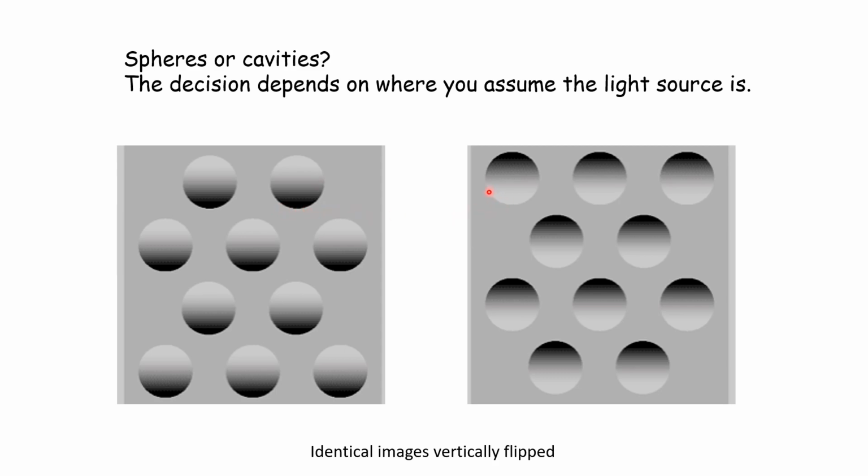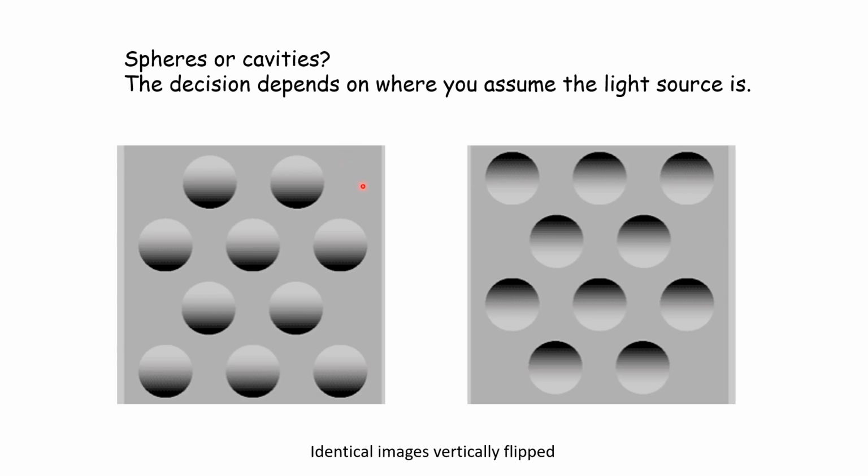And these images where the lower part is brighter would be consistent with cavities because now the light is falling on this part and the top part is in the shadow. But if you assume light coming from the bottom, then these would be consistent with cavities and these would be consistent with the spheres. So why is it that most people tend to think of the left image as spheres rather than cavities? That's because most people automatically assume that the light is coming from the top.